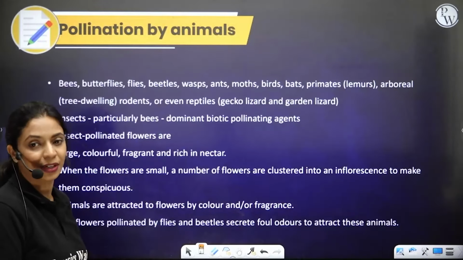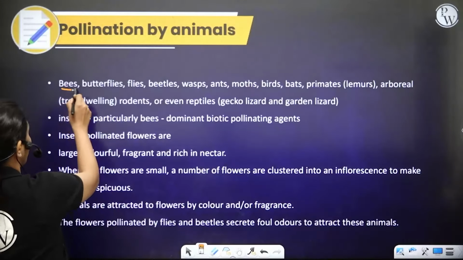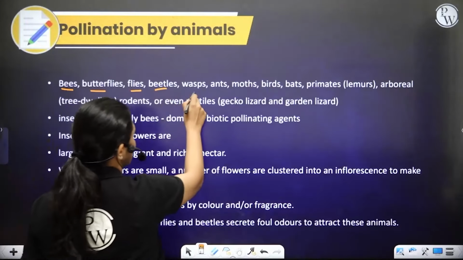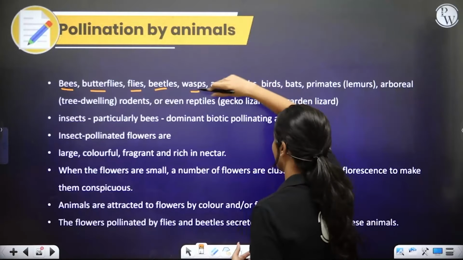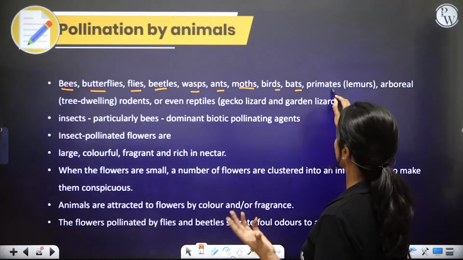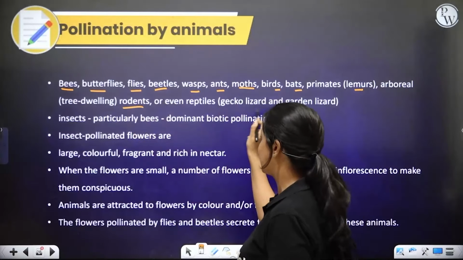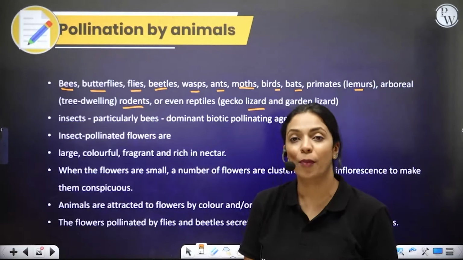Okay? Now let's talk about zoophily or pollination by animals. There are so many different types of animals that will help in pollination. Some examples include bees, butterflies, flies, beetles, wasps, ants, moths. You can see how so many of them are insects. Sometimes birds, bats and bigger animals like lemurs and tree-dwelling rodents, sometimes lizards also help in pollination.